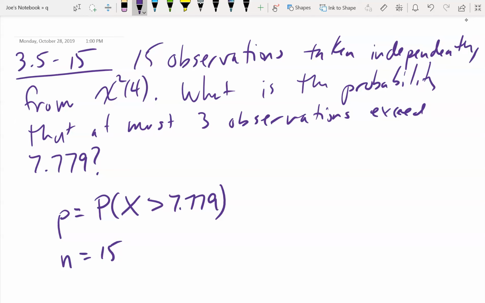We know that it's not just a single observation, because we'll get the single observation probability from looking at either the chi-squared table or using Excel, one or the other, right? We're looking at multiple observations being greater than 7.779 out of 15. So that's why we know it's a binomial distribution, but we have to use the chi-squared to get our probability of success.